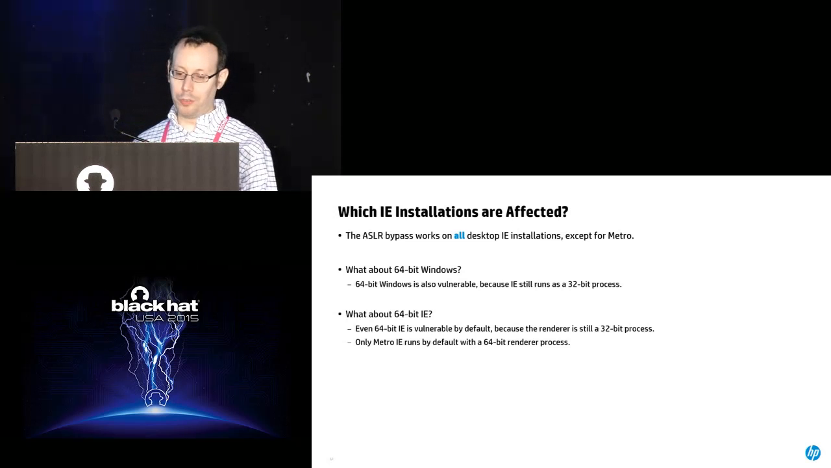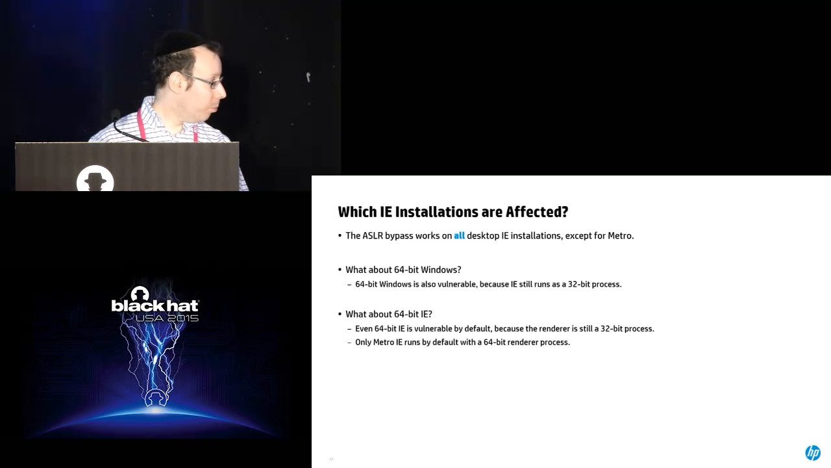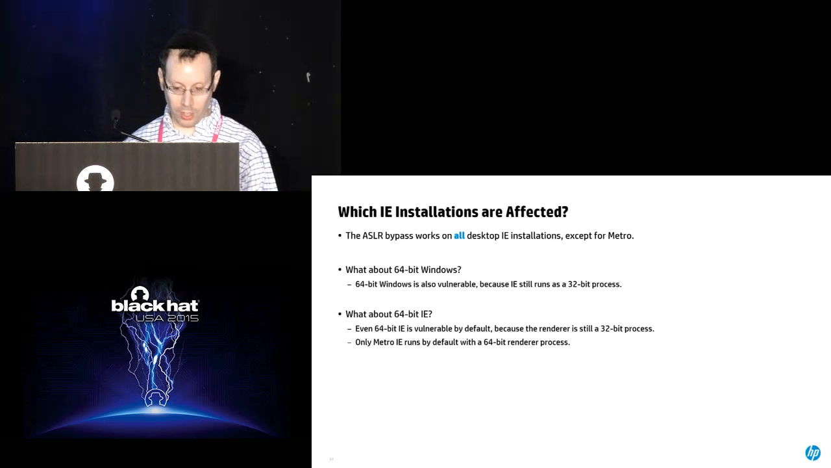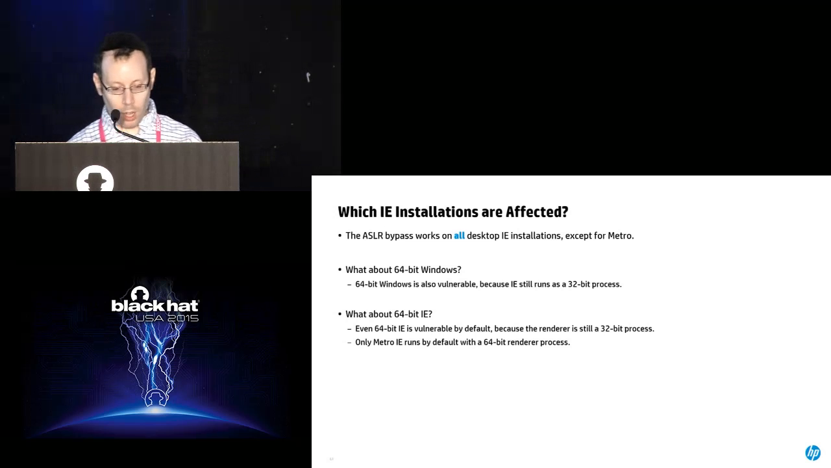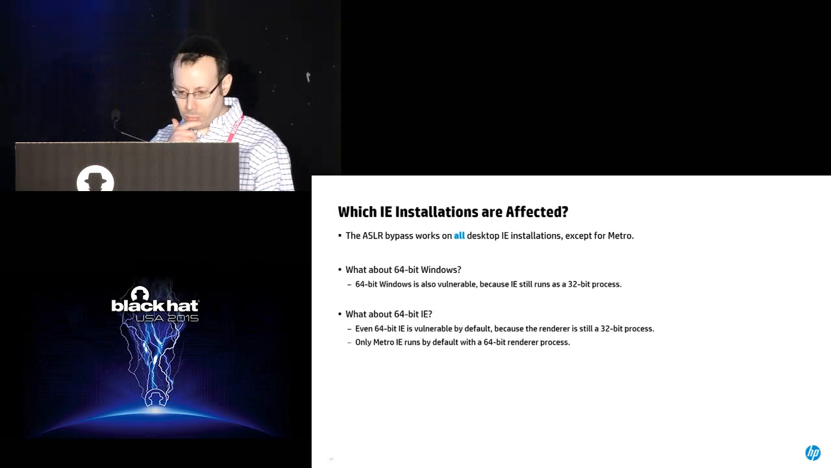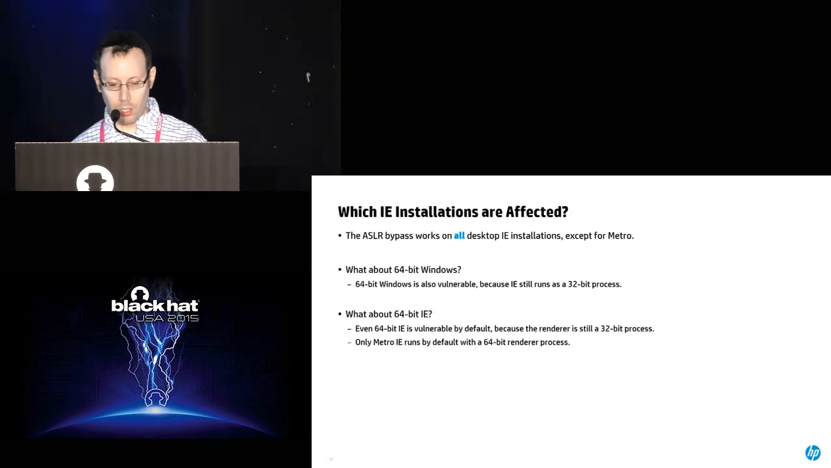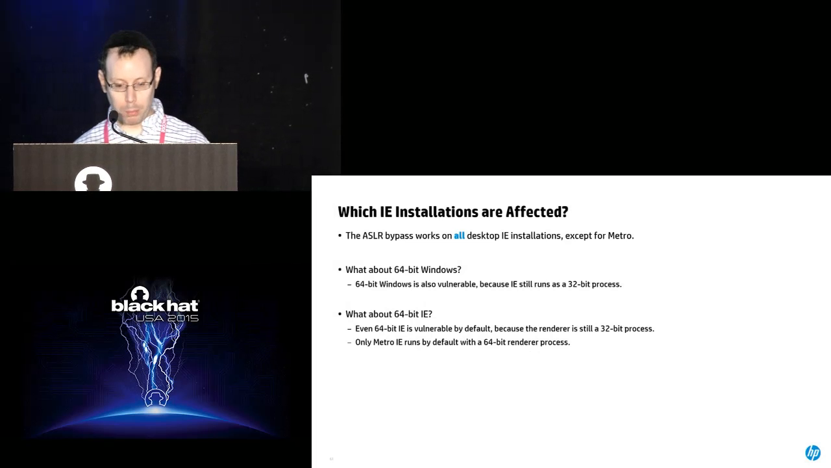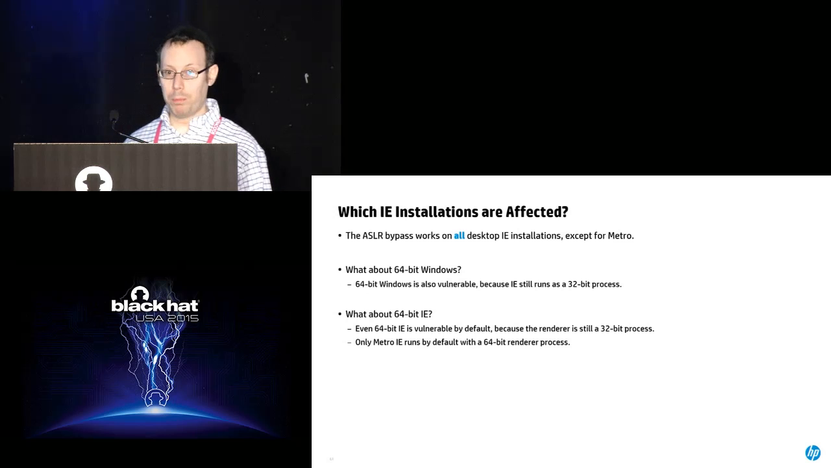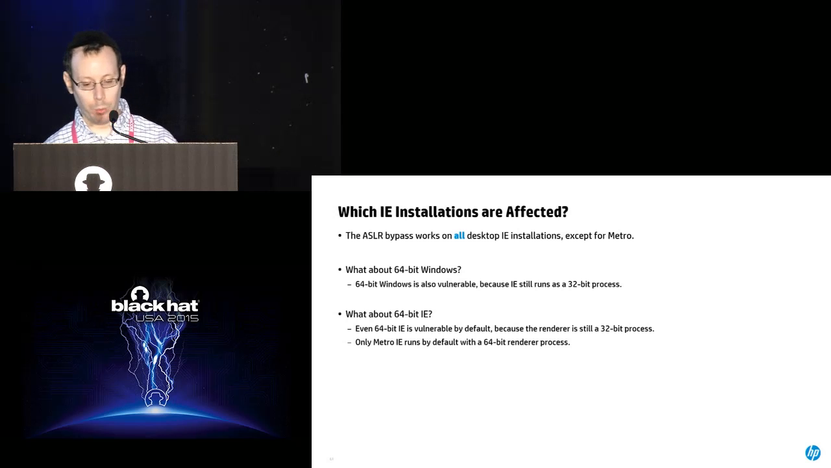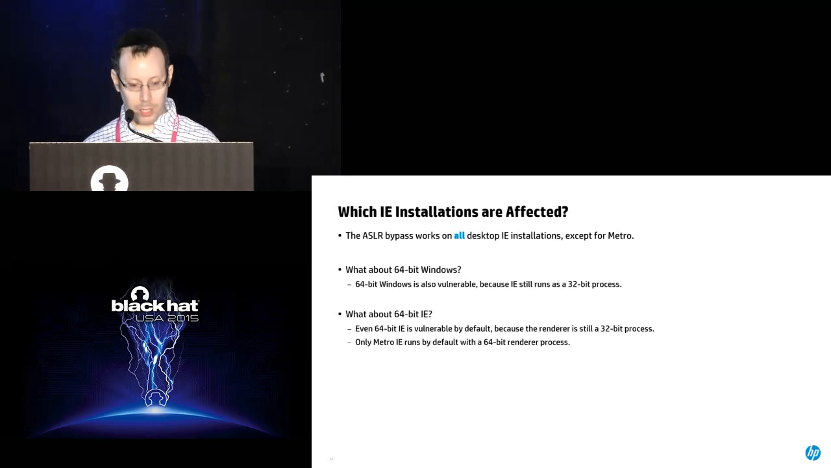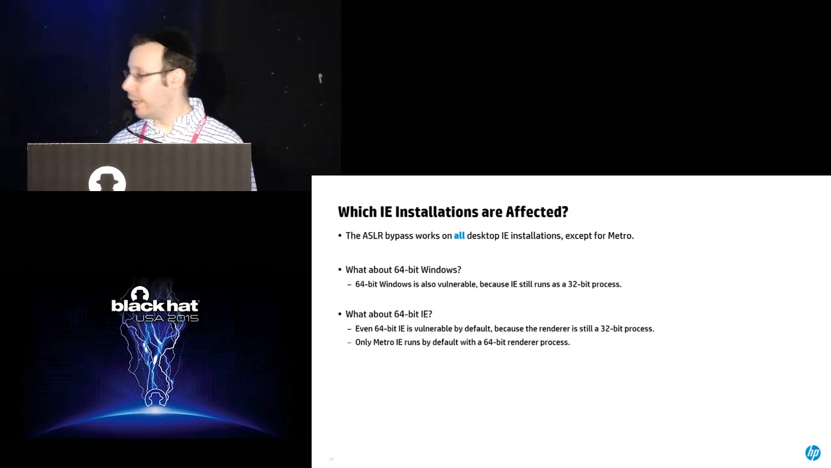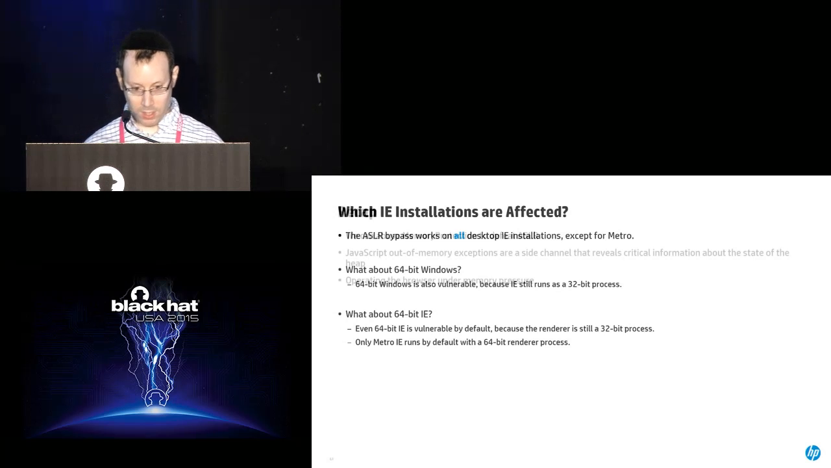This is because under default settings, Windows 10, I should say, not IE 10. I'm not sure about Windows 10. This is because under default settings, classic desktop IE uses a 32-bit renderer process, even if the broker process is 64-bit. So even if you've got a 64-bit processor and 64-bit Windows, and you're running 64-bit IE with default settings, this ASLR bypass still works.